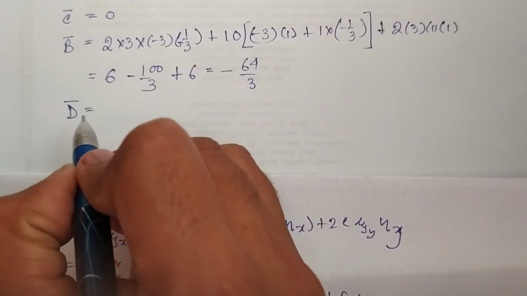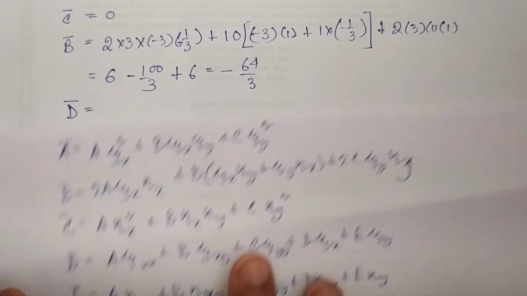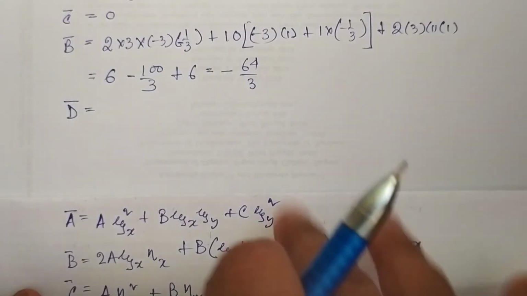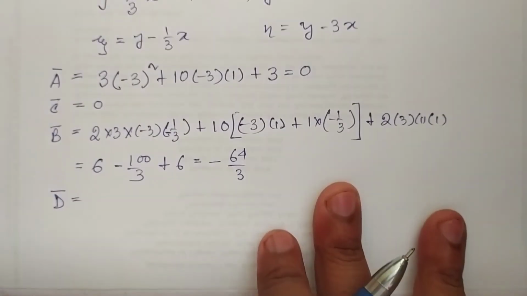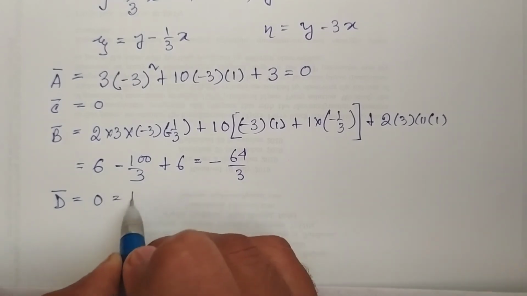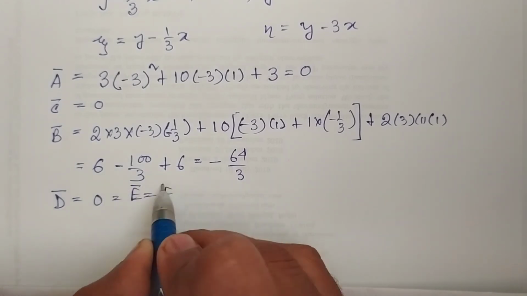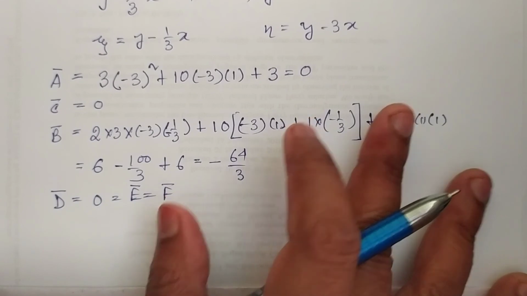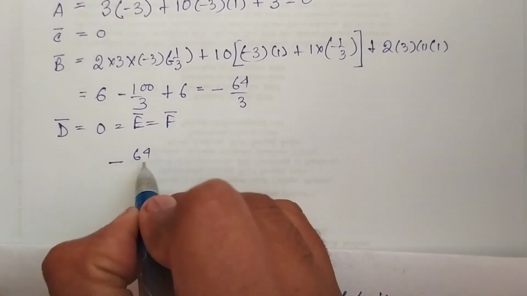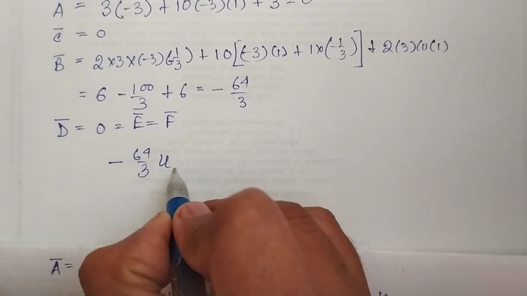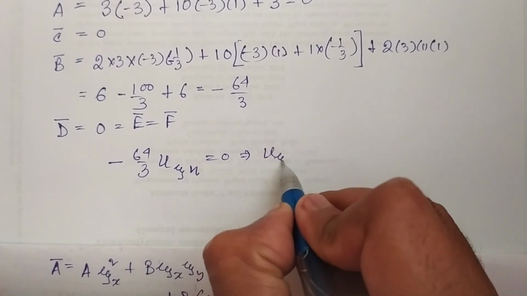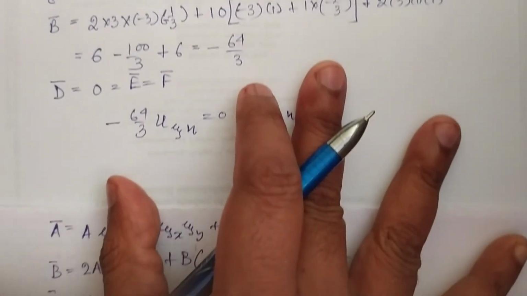d bar, as it constitutes of u_xx, u_yy kind of terms, and we have seen that our xi is already of first order in x and y, so this is equal to 0, and e bar is equal to 0 as well, and f bar is equal to 0 as well. So the required canonical equation turns out to be minus 64 over 3 u_xi eta equal to 0, that is u_xi eta simply is equal to 0.